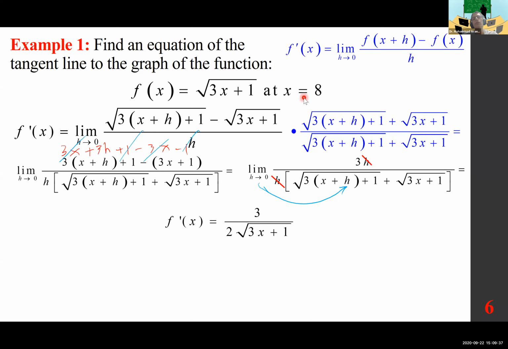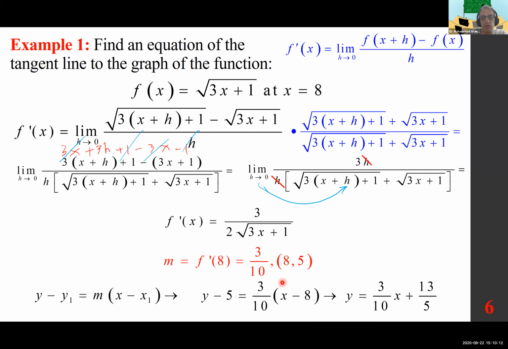Now, remember what I told you, we could have just the x. What about the pair? Plug it in. 3 times x, 3 times 8 is 24, and 1 is 5. It comes out as 5. So we have the pair, we have the slope, and we use the formula y minus y1 equals m times x minus x1. Therefore, y minus 5 equals 3 over 10 times x minus 8.